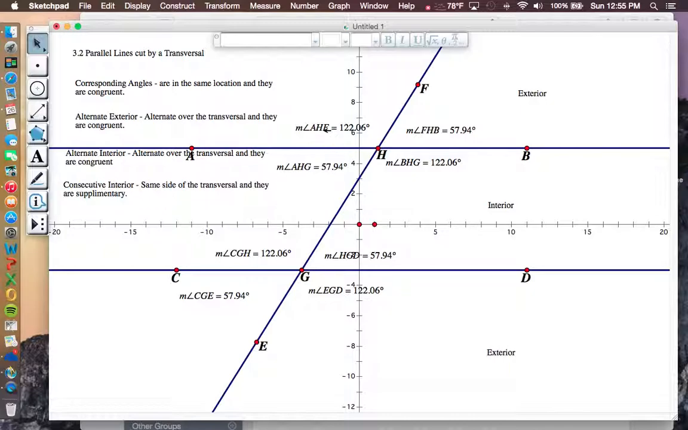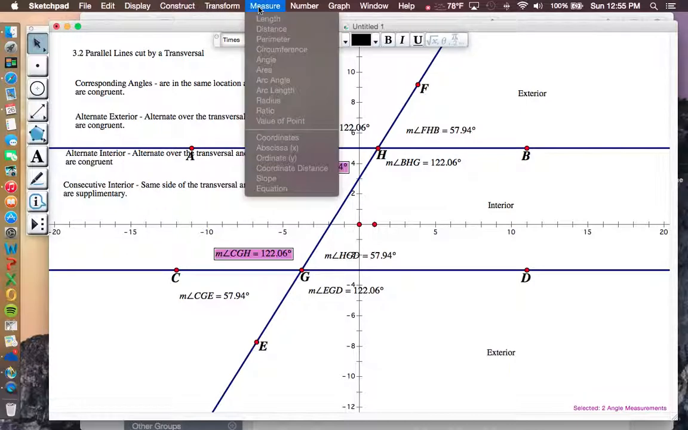Now what we know is that these angles are corresponding, so they're congruent. We've established that. But then we have to say, if this angle is congruent to this, and I know that this angle and this angle add to 180, then these two angles have to add to 180. So I'm going to take this angle, and if I add it to that angle, let me measure.